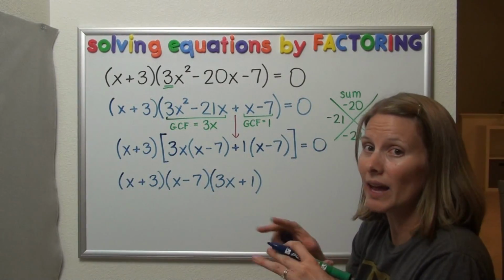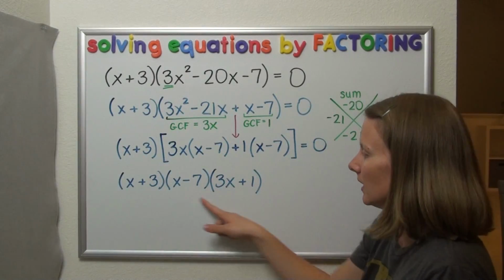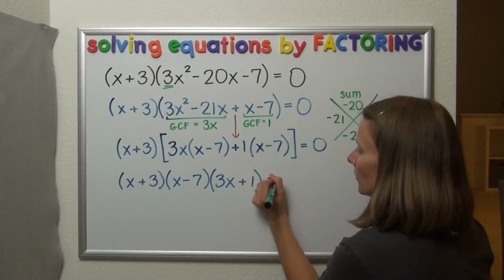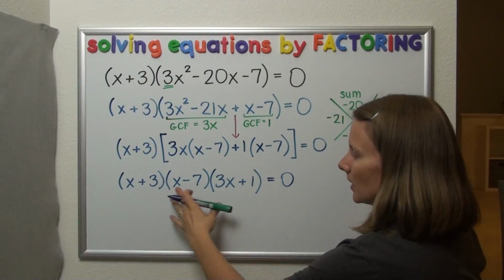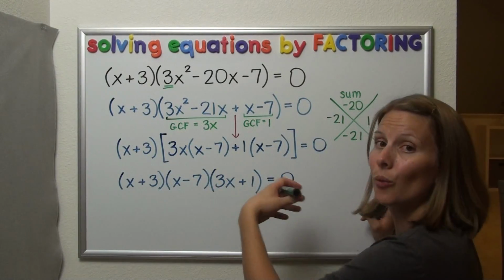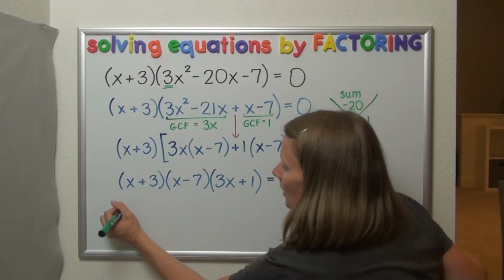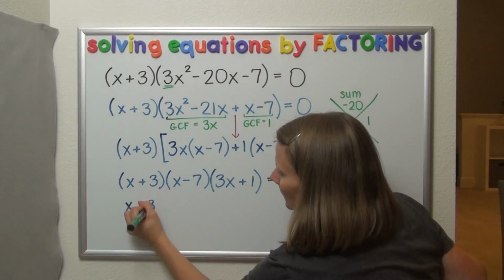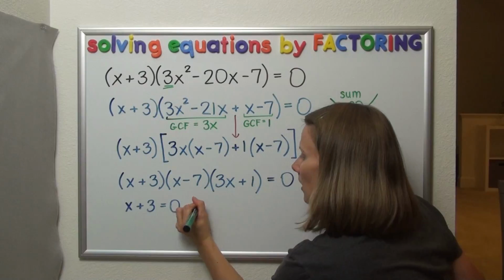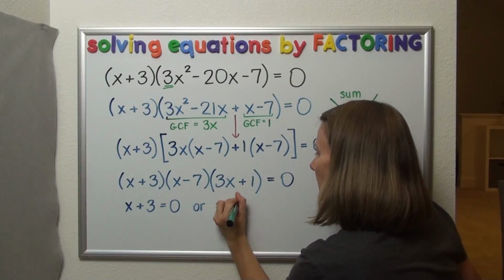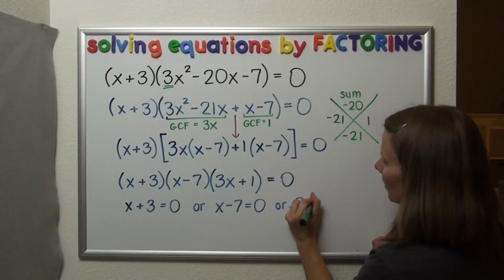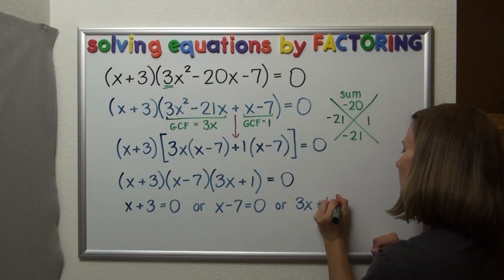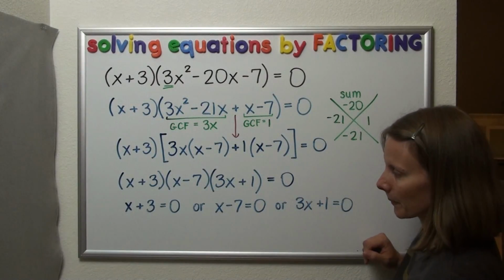They each don't have visible exponents. Linear factors are left alone. Don't forget, it's still an equation set equal to 0. And if something times something times something is 0, one of those has to be 0. So either x plus 3 equals 0, or x minus 7 equals 0, or 3x plus 1 equals 0.